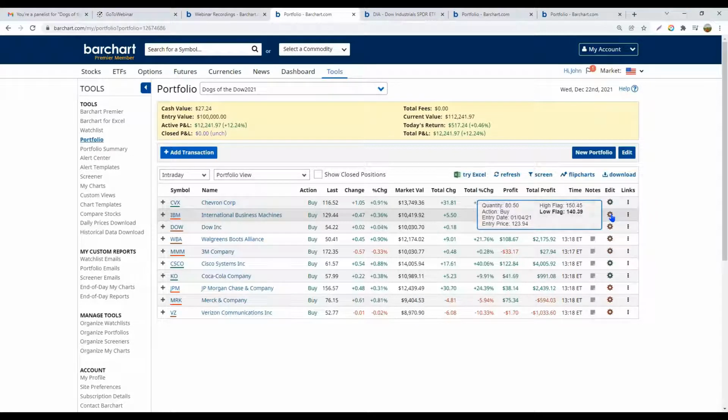If I look at IBM, notice that the low flag was activated at 140.39, and IBM right now is trading at 129.44. A lot of these high and low flags that I created were back in March. I did come back later in the year and adjust some of them, but we'll look at a couple of them in a second. So this is a nice way to keep on top of your portfolio.